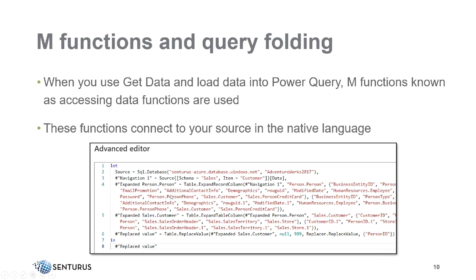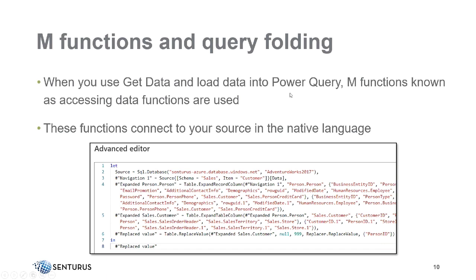And basically, what you see here is a select statement. All right? SQL.database, that's our function. Schema, that's our get data function. So these are all native functions that are going to fold. It's the transformations that we do that we've got to watch out for.